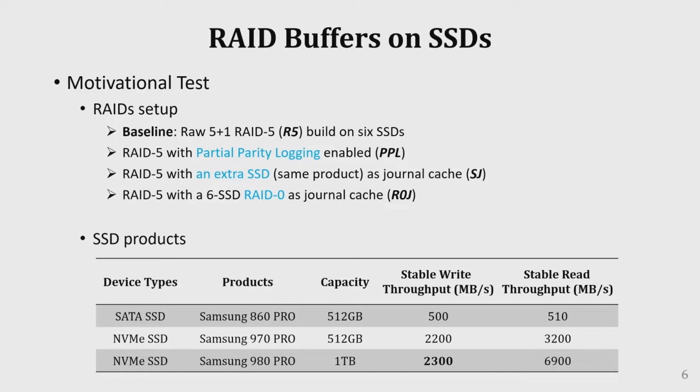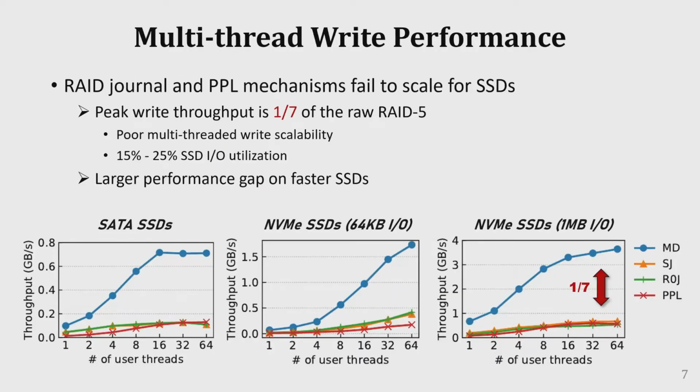In the experiment, we pin each user thread to a unique CPU core and increase the number of threads from 1 to 64. Figures report the throughput performance. In all the cases, the write performance and the scalability of the raw RAID 5 far exceed those of RAIDs enabled with PPL or RAID journal. In detail, the write throughput of these RAID buffers is 1/7 of the raw RAID 5, which is much lower than the performance of its underlying SSDs, as it only uses less than 25% of the SSD performance.